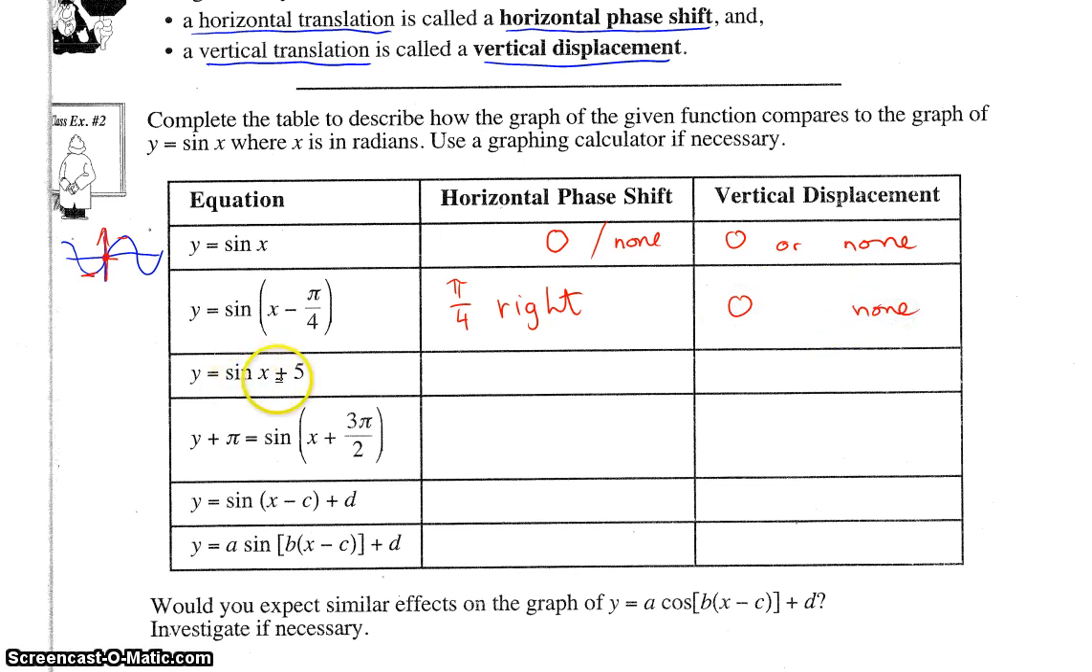All right, next one, sine x plus 5. Don't get sucked in on this one. Remember what we talked about in the previous example. That plus 5 is not inside with the x. So that would mean there would be no horizontal phase shift, so none. And vertical would actually be the 5, so it would be up 5.